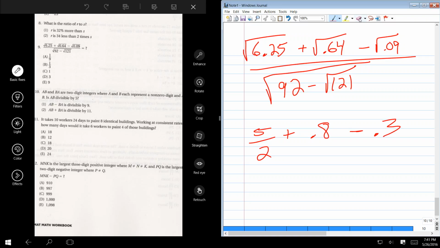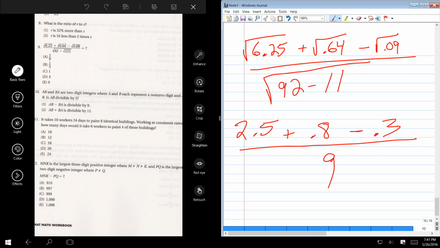And I'll change that 5/2 to be 2.5 so we can do the math. Okay. The numerator. 2 plus 1/2 is 3. Yeah, okay. Now let's look at the denominator. Well, always work from the inside out. So, okay, 121 would go down to 11. 92 minus 11 is 81. Square root of 81 is 9. So now we have 3 over 9, which is 1/3. Okay, great.